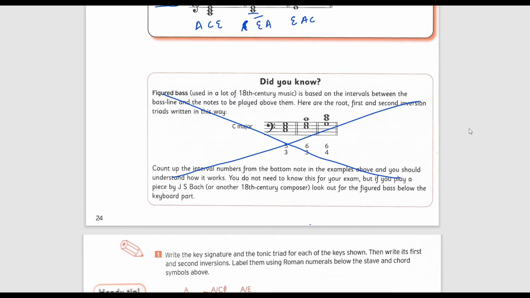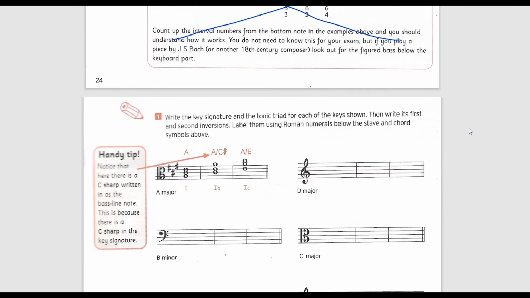So you don't need to worry about this one. We'll straight away go to the question.